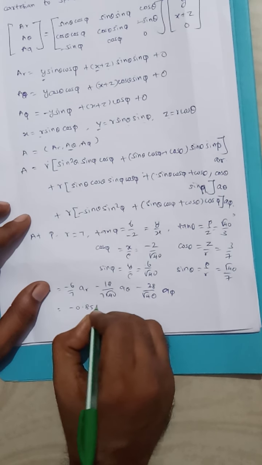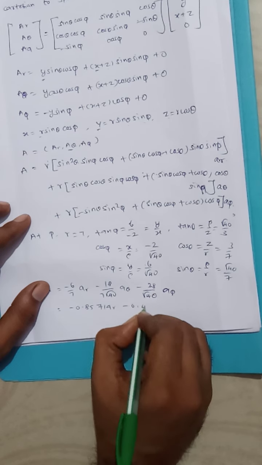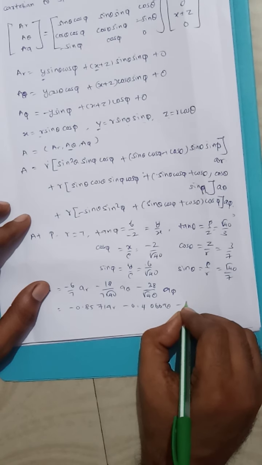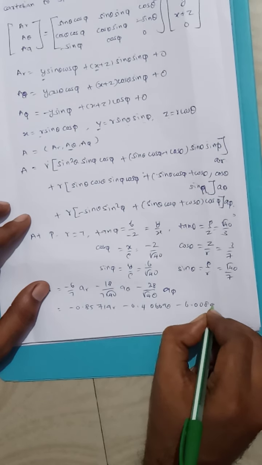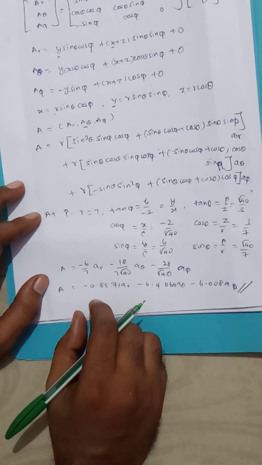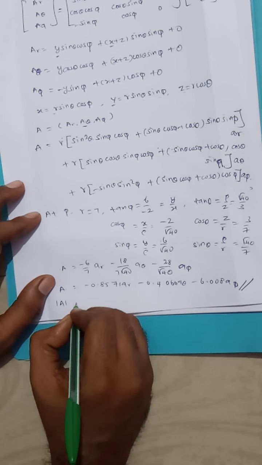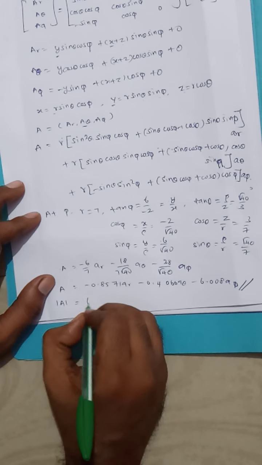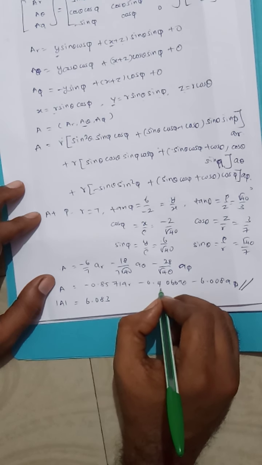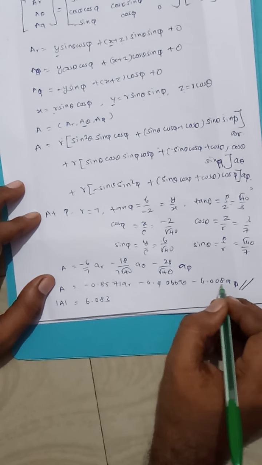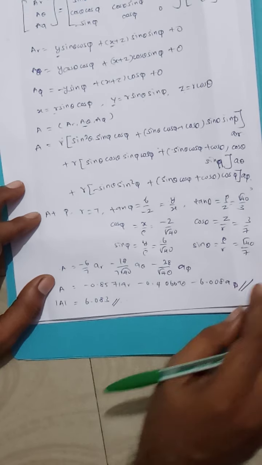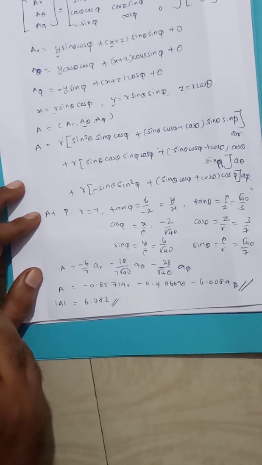In decimal I will be getting minus 0.8571 AR minus 0.4066 A theta minus 6.008 A phi. So this is the vector A for spherical coordinates. In case they want the magnitude value, you can take the modulus of A. So it is the root of minus 0.857 square plus minus 0.4 whole square plus minus 6.008 whole square. Taking the root of that value, I get 6.083. So this is the way you need to convert your Cartesian to spherical, Cartesian to cylindrical.